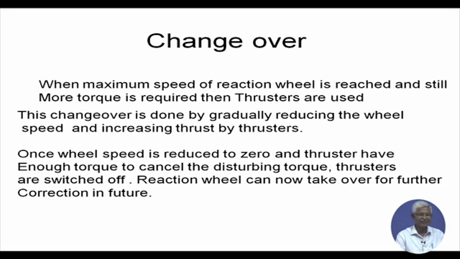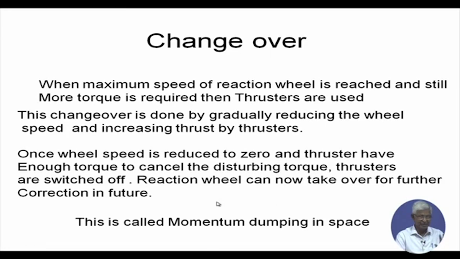The thrust is already given. So with enough torque to cancel the disturbing torque, the thrusters are switched off and the reaction wheel can now take over for further correction in future. This reaction wheel is set to 0 now. So this is called the momentum dumping technique in space.